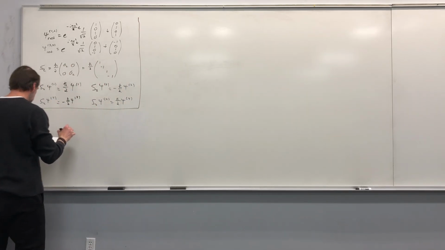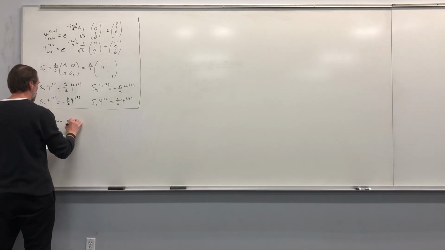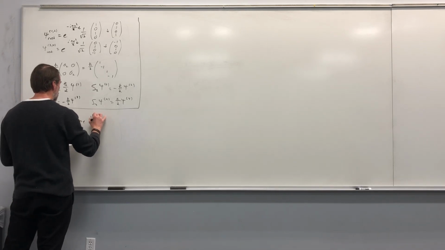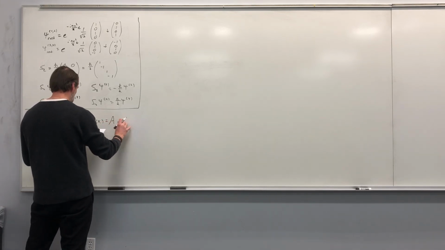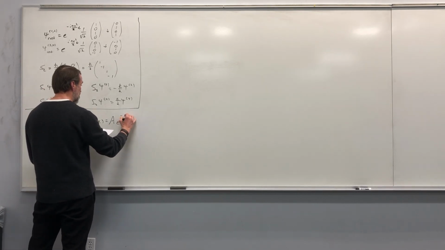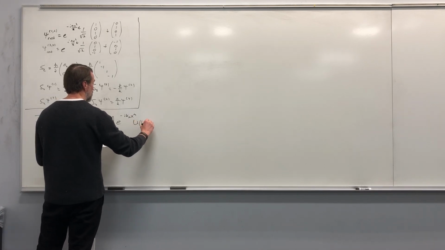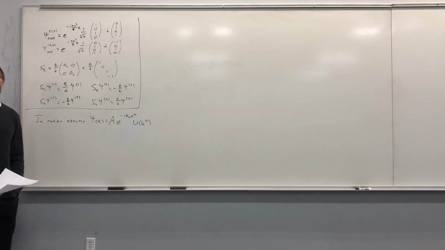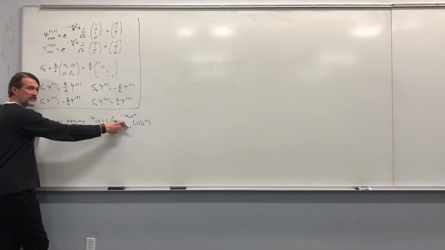And now let's go in motion. So in motion, we want to assume that the spinor takes the form of a plane wave. So we're going to assume some amplitude times e to the minus i k_mu x^mu times some spinor, which might depend on the momentum, or this 4-vector k_mu. We'll talk about what that is in just a moment. Okay? So this is the usual exponential factor for a plane wave.